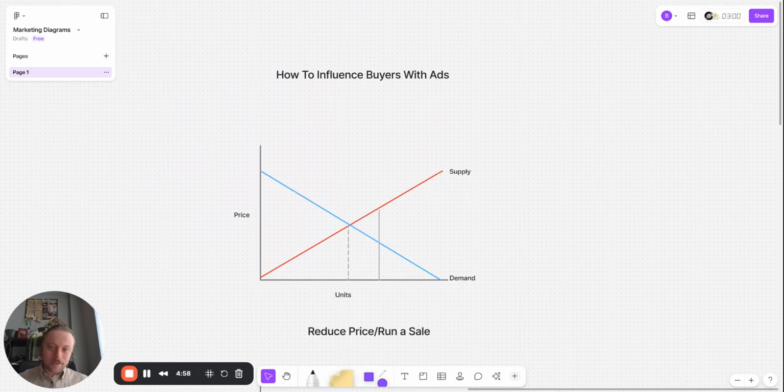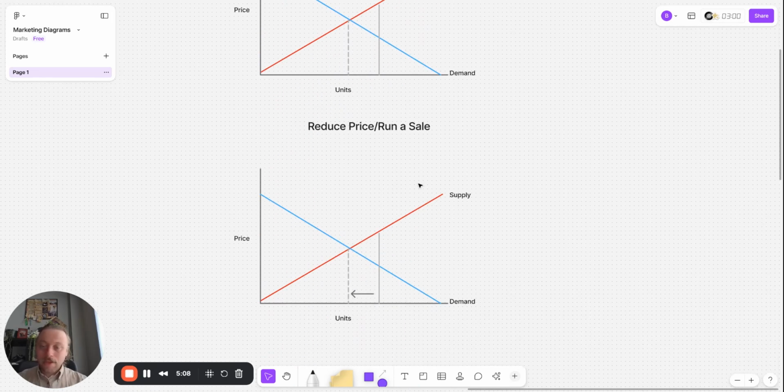So this is a good way to think about your overall sales, your marketing, and how it can ultimately influence the sales volume. You have your standard supply and demand curve. You have some place that you're currently operating at. You could reduce the price or run a sale to boost those sales in a short term period, although this is typically not as sustainable.